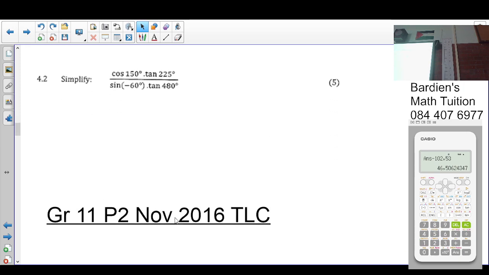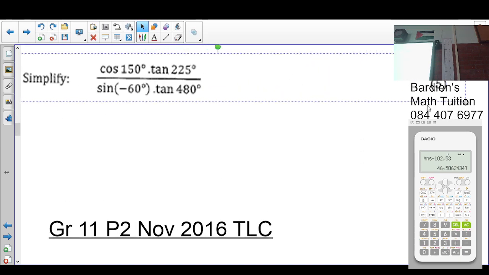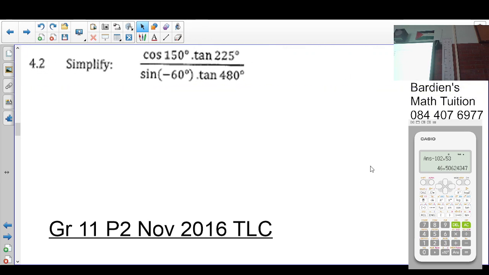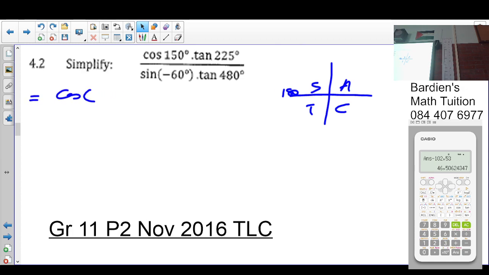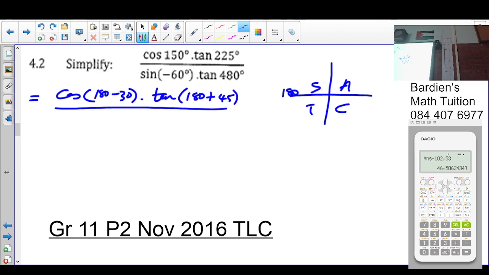Next question. So in 4.2 they ask you to simplify. In which quadrant is 150 degrees? The second quadrant, all stations to Claremont. How do we get into the third quadrant? 180 minus. So it's 180 minus 30, tan of 225. In the third quadrant, tan is positive. Third quadrant says 180 plus 45. You don't have to write it, you can go straight as well.